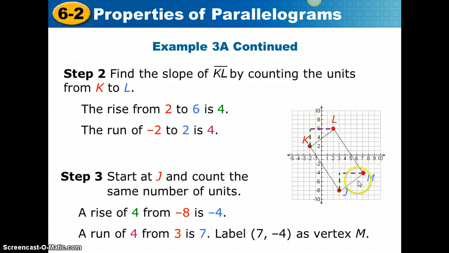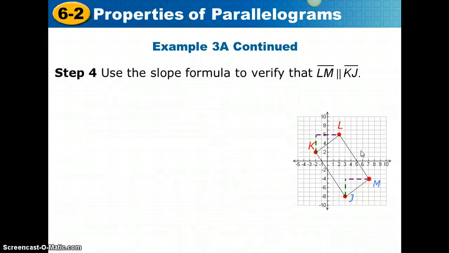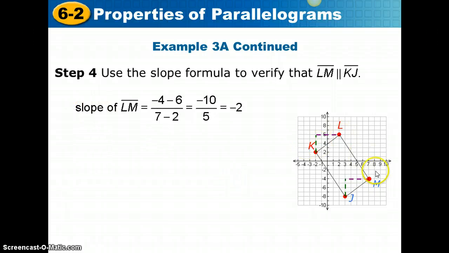And we would see that creates this parallelogram. In order to verify that, remember the other pair of opposite sides must be parallel, so they should also have the same slope. So I will verify that using the slope formula. The slope of LM, the rise is -4 for M, -6 for L, which is -10. The run is 7 for M, -2 for L, which is 5. -10 over 5 is -2.